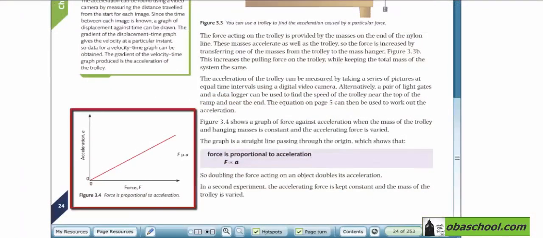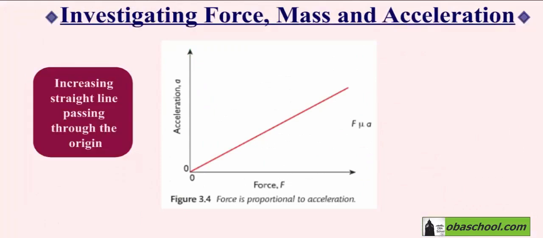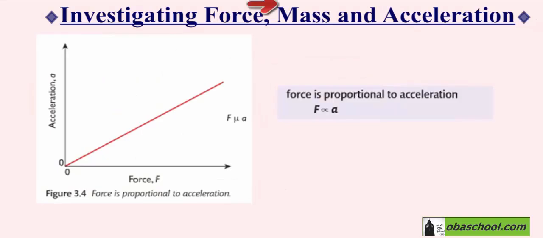And now if we go back to the book in figure 3.4, we can see that this acceleration-force graph is an increasing straight line passing through the origin. This shows that as force increased, the acceleration also increased. So we can say that the force is proportional to acceleration. And the proportional has the following symbol, so we write it as follows.